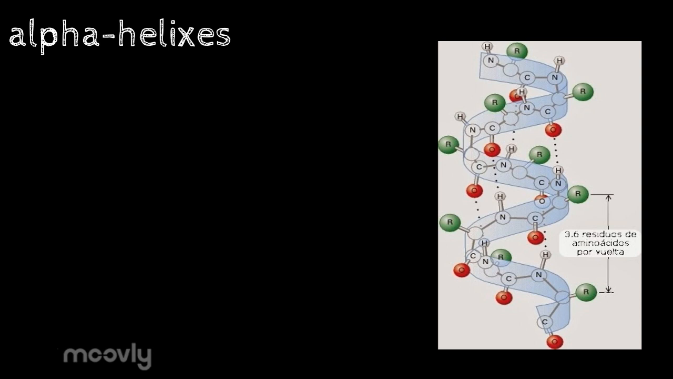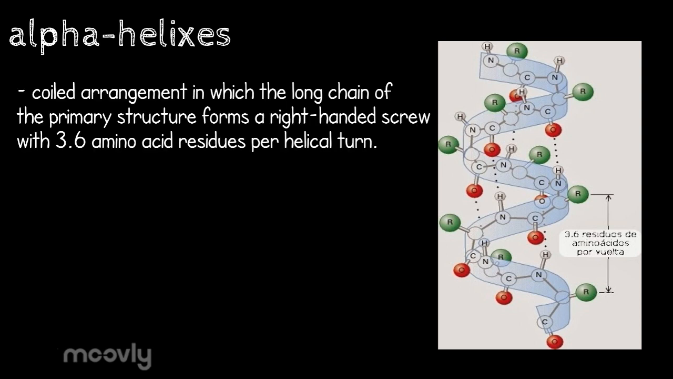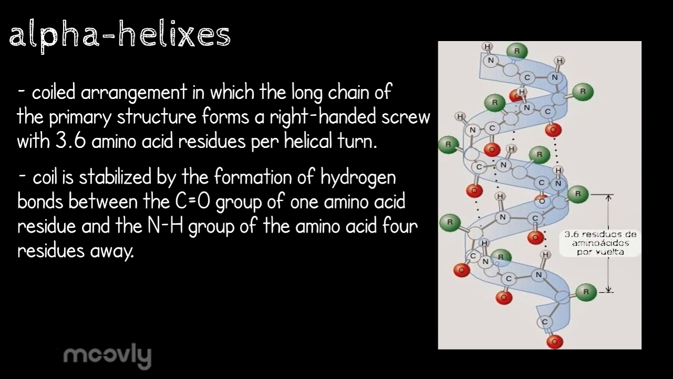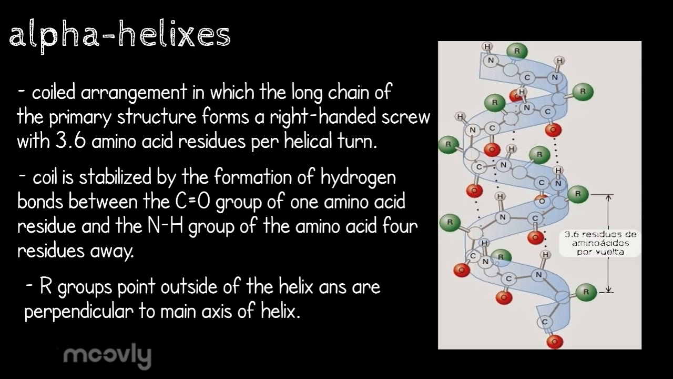Basically, they are the coil arrangement of the primary structure, and the coil is stabilized by the formation of hydrogen bonds between C double bond O group of one amino acid residue and the NH group of the amino acid residue 4 residues away. For further understanding, there is a picture on the right hand side which helps you to visualize the arrangement of the alpha helixes.